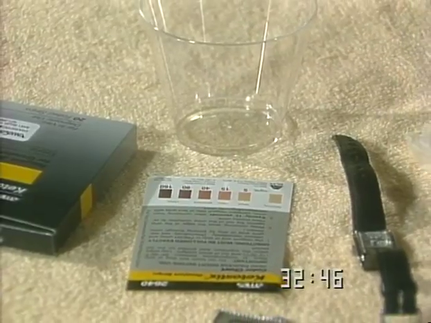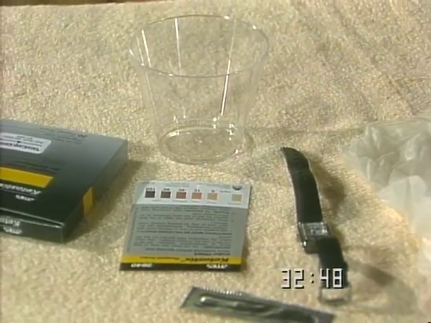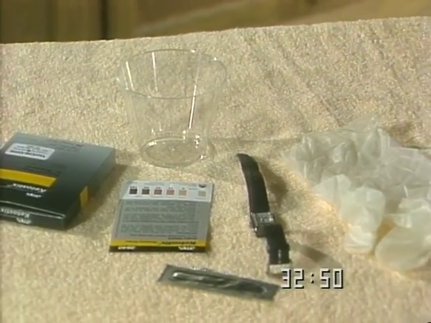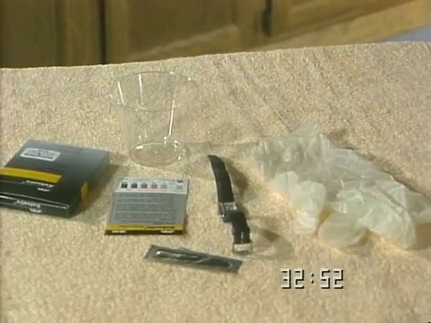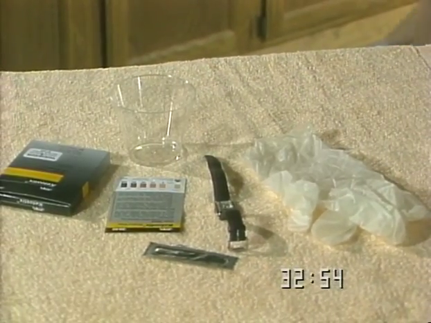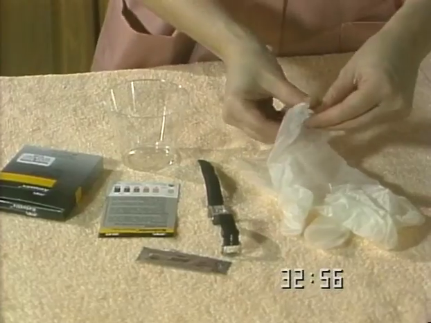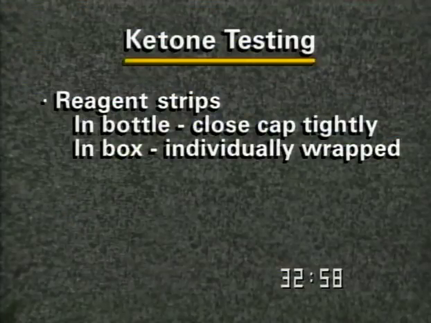Here are the steps in this simple but important procedure. Gather the supplies. You will need a clear container for the urine, reagent strips, and a watch or clock with a second hand. Put the supplies on an appropriate cloth or paper barrier. Reagent strips come in a bottle or a box. When using a bottle, replace the cap tightly. Strips in a box are individually wrapped in foil.